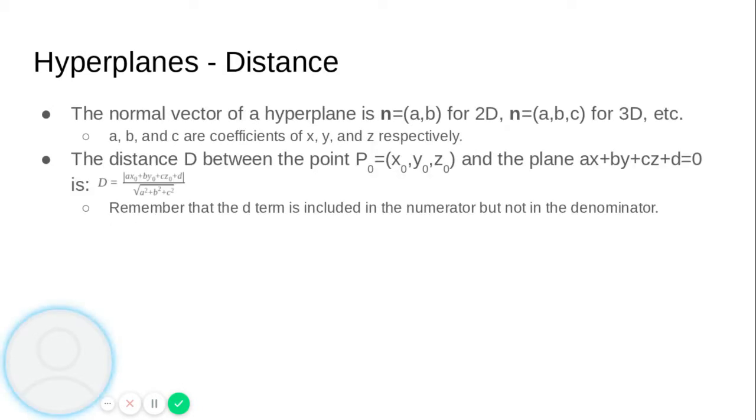There's an important formula that we need to know for distance. First of all, the normal vector of a hyperplane is n, which is (a, b) for 2D, or (a, b, c) for 3D, etc. A, b, and c are the coefficients of x, y, and z, respectively, in the general form. So the distance d between the point p naught, which is not on the plane, and the plane ax plus by plus cz plus d equals 0 is the absolute value of a x naught plus b y naught plus c z naught plus d, all over the square root of a squared plus b squared plus c squared. Just remember that the d term is included in the numerator but not in the denominator.